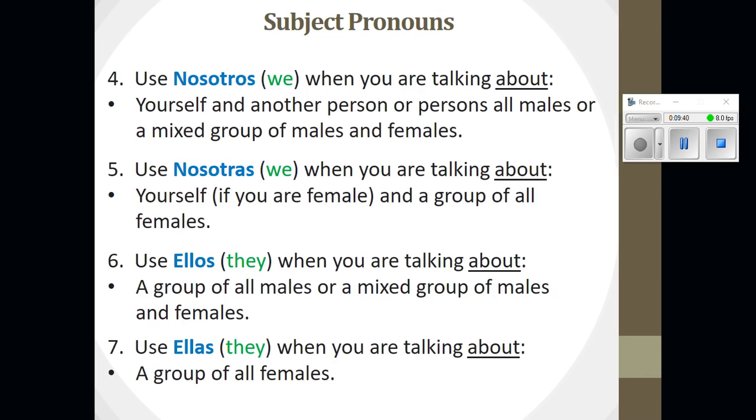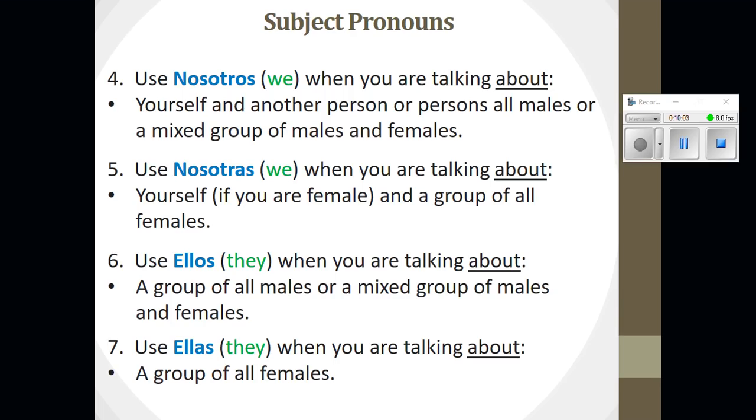Okay, the last 4 here. Use nosotros, which means we, when you're talking about yourself and another person or persons, which are all males or a mixed group of males and females. Use nosotras, which means we, when you're talking about yourself, if you are female, and a group of all females. Okay, so that's different from nosotros. If there's one boy in the group, you have to use nosotros.